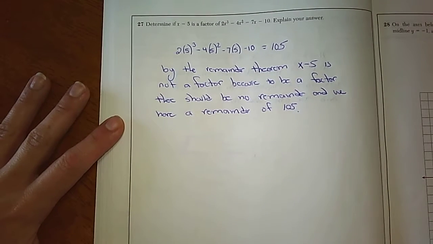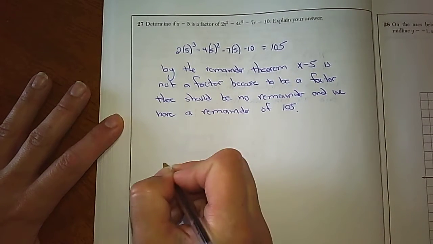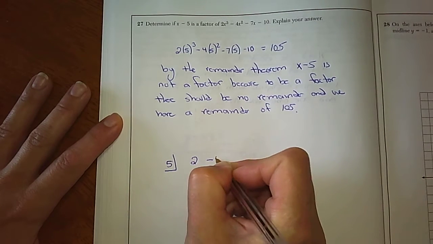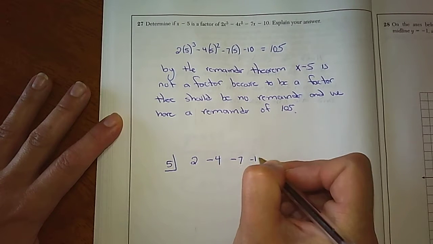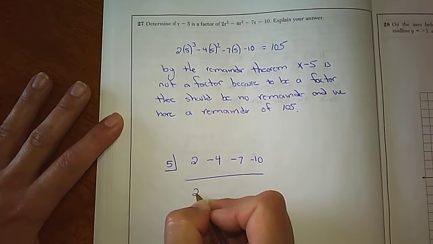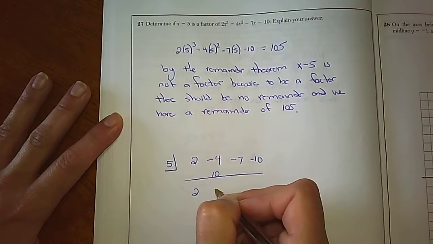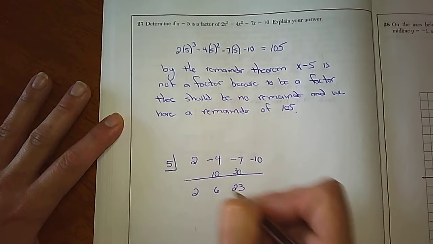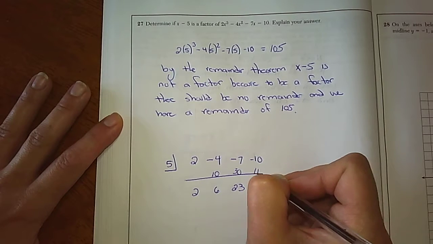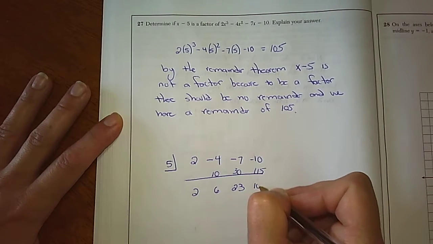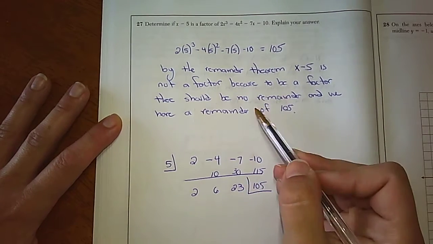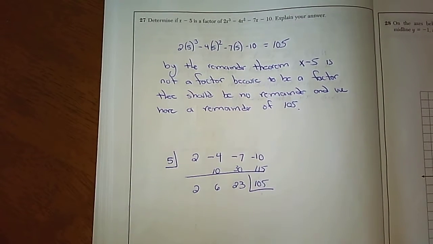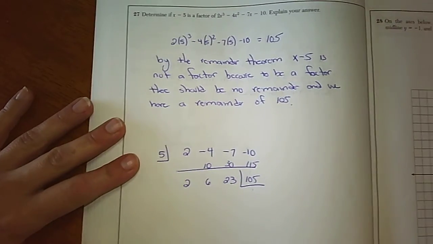Another way you could have done it is by long division or synthetic even. With synthetic, you can put 5 in the box. So it'd be 2, negative 4, negative 7, negative 10. Draw the line. 2 came down, times 5 gets 10, which makes 6. Times 5 is 30, add down 23. Put that together, you get 115. Add down, you get 105 in the box. And then you would have the same explanation. Or you could have done it with long division. Same deal, you would have had 105 as the remainder. All right, next one.